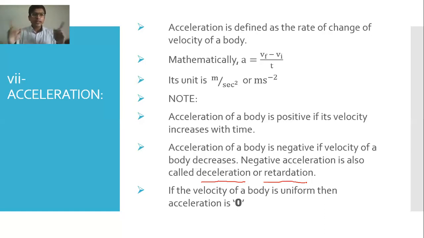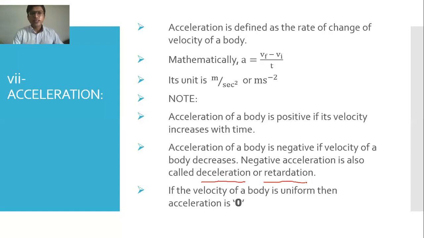So whenever we take the difference, for example, I'm moving with 5 meters per second, and after 10 minutes my speed is again 5 meters per second. So my initial velocity and my final velocity are both the same. If I take the difference of two same terms, it becomes zero. So this is the reason that if a body is in uniform motion, the acceleration is zero.